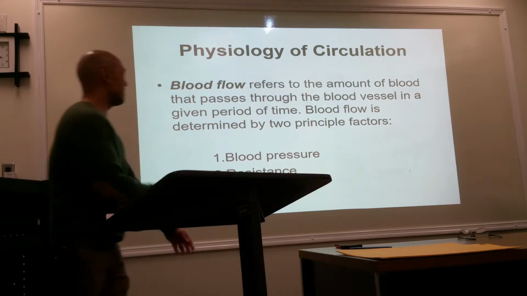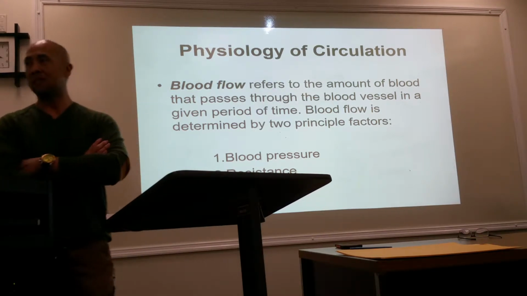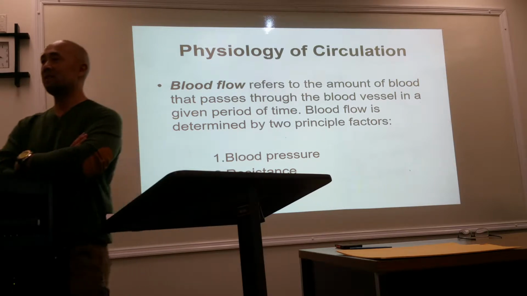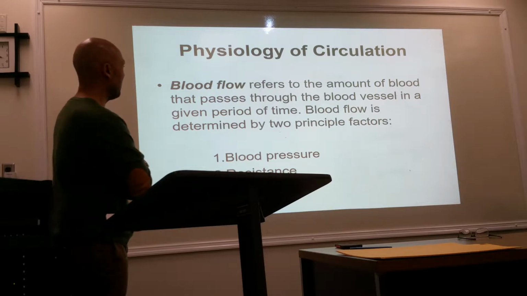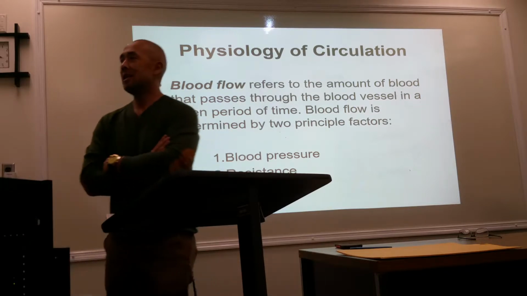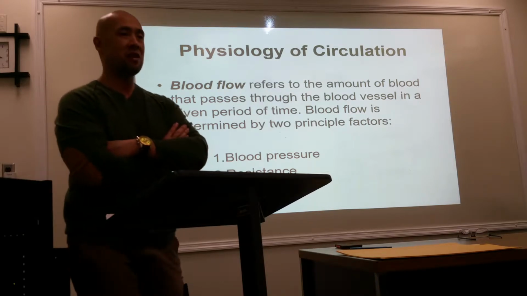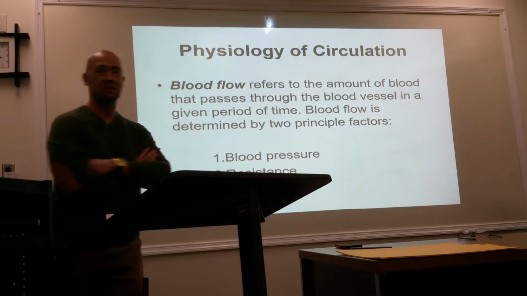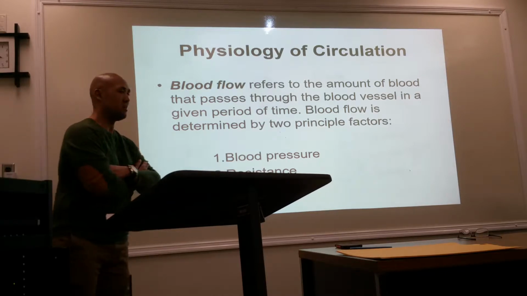Okay, the physiology of circulation. So blood flow refers to the amount of blood that passes through the blood vessel in a given period of time. Blood flow is determined by two principles. One is blood pressure, the other one is resistance. So blood flow is dependent on blood pressure and resistance.